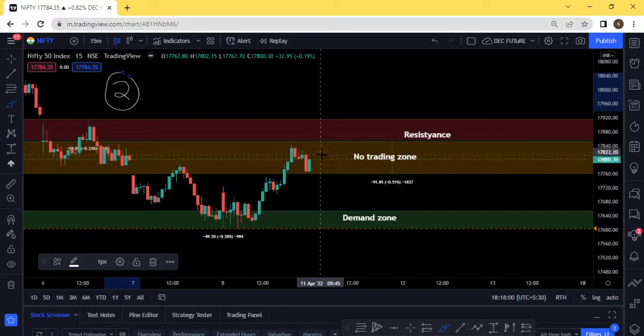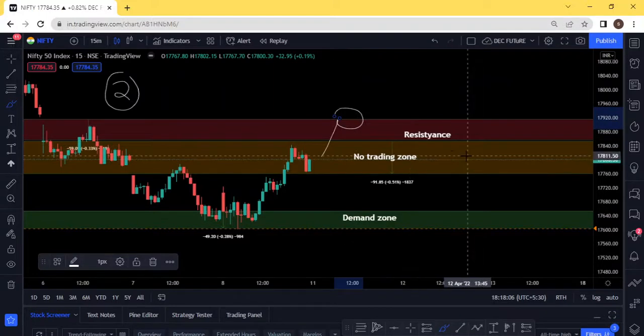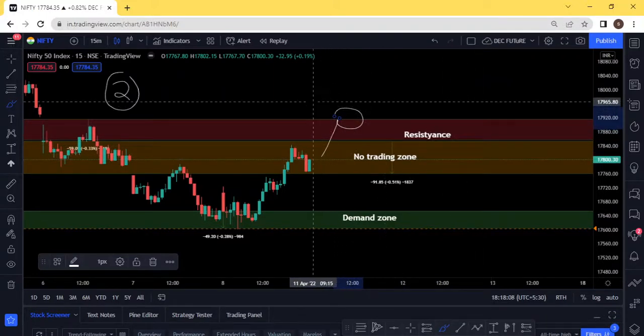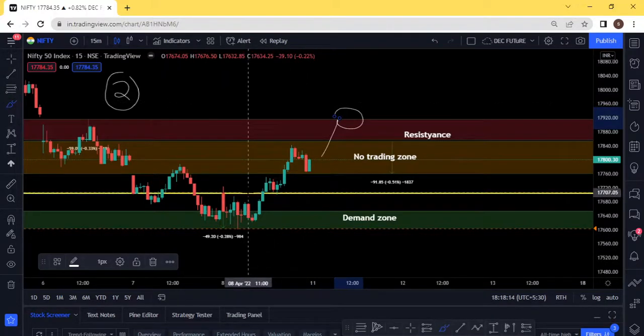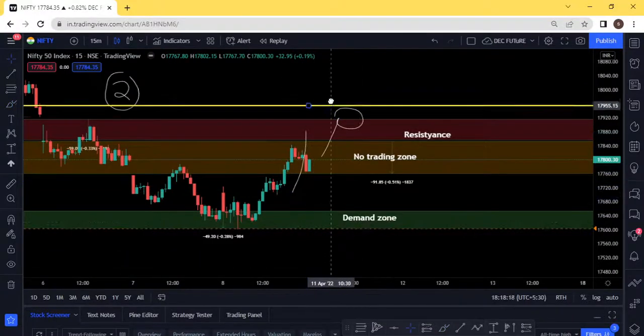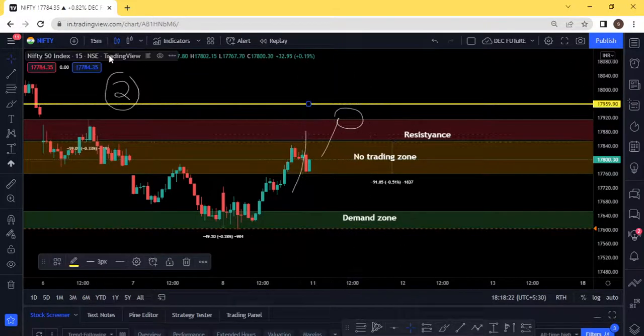Trade number 2, if price opens here and goes to the zone above 17,900, we will look forward to selling it with a stop loss above this level of 17,965, right, which is here. I'm just going to mark it with Alt H. This will be our stop loss, right. This is trade number 2. Now, is there any trade 3, trade 4? Yes, there is a trade 3 and trade 4.